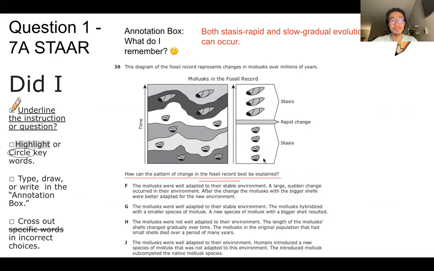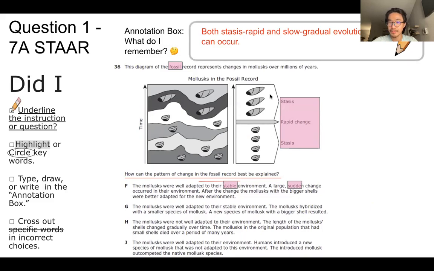One more practice on this type of question. Underline the question: how can the pattern of change in the fossil record best be explained? So we see that there's a moment of stasis and then rapid change and then stasis. So it was a small fossil and then immediately, kind of overnight, it became really, really big. Do you see that? Okay. So we see a sudden change during rapid change, but during this stasis period, it was really stable. So we have both stable and sudden.